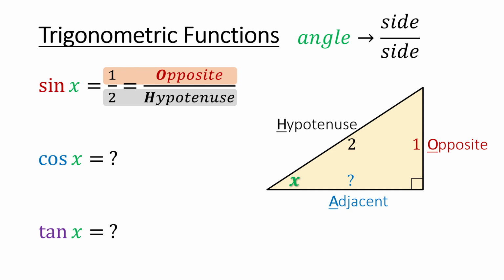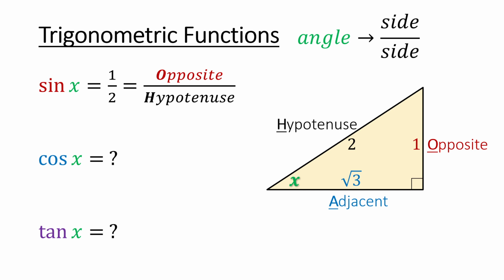Let's call in our buddy Pythagoras' theorem, which says that in any right-angled triangle, hypotenuse squared equals opposite side squared plus adjacent squared. Adjacent side squared equals 2 squared minus 1 squared. Taking the square root and boom! The adjacent side is square root of 3. Now we can figure out cosine x and tangent x.